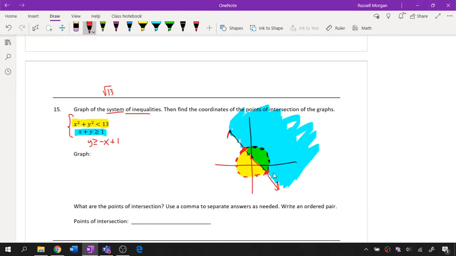I'm going to write those down on here. So that was the point 3, -2, and this was the point -2, 3. Those were the two intersection points. It looks like I should list them here: 3, -2, comma, because it told me to use a comma, -2, 3. It says write the ordered pair. So there is my answer for this.